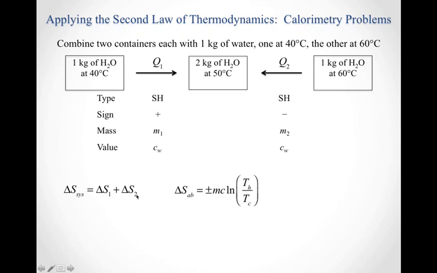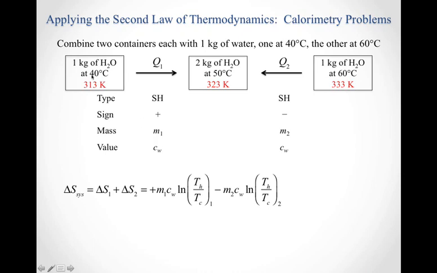So in terms of calculating out the entropy change for my system, I'm going to use that term twice: plus M1 times the specific heat of water times the natural log of the hot temperature over the cold temperature for process 1, minus mass 2 times the specific heat of water times the natural log of hot temperature over cold temperature for process 2. And again, needing those values in Kelvin, 40 degrees Celsius is 313 Kelvin, 50 degrees Celsius is 323 Kelvin, 60 degrees Celsius is 333 Kelvin.